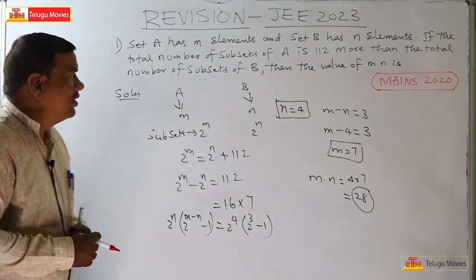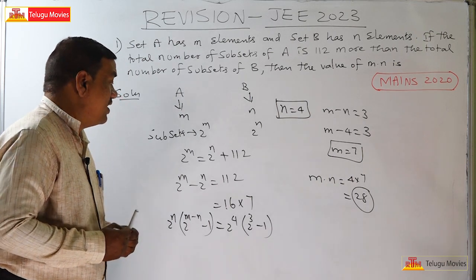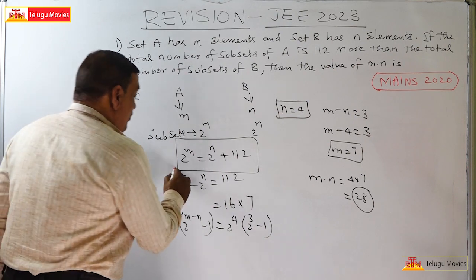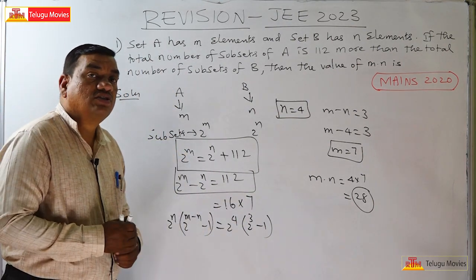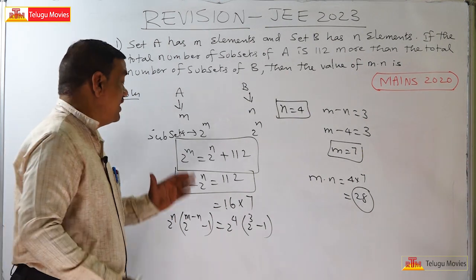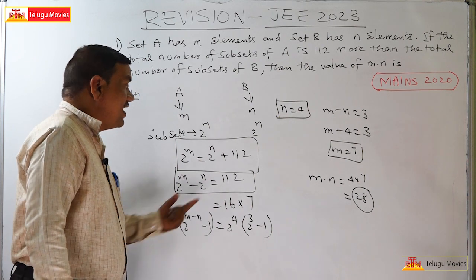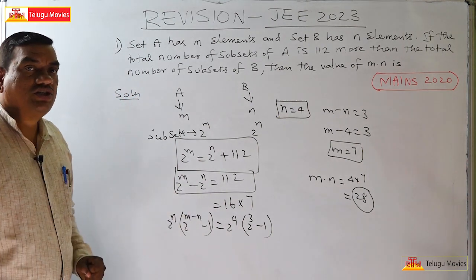See here, generally students will approach up to this step, and they will write it. From here, the students will start struggling with how to get the m value and n value. So this is the idea to get the m value and n value separately. Understand this? I hope that you understand this solution.